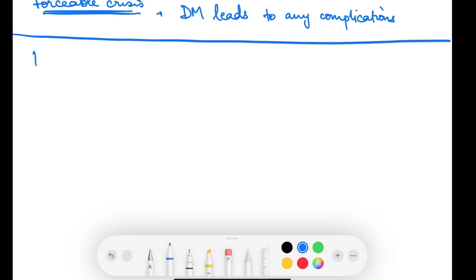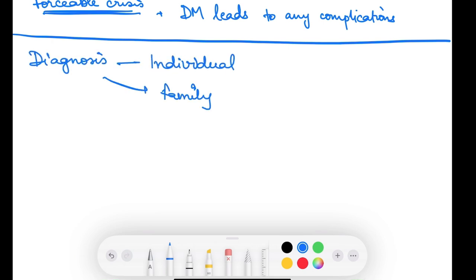Then we will further move on to the diagnosis part. In the diagnosis part, we have three diagnoses: individual diagnosis, family diagnosis, and community diagnosis.